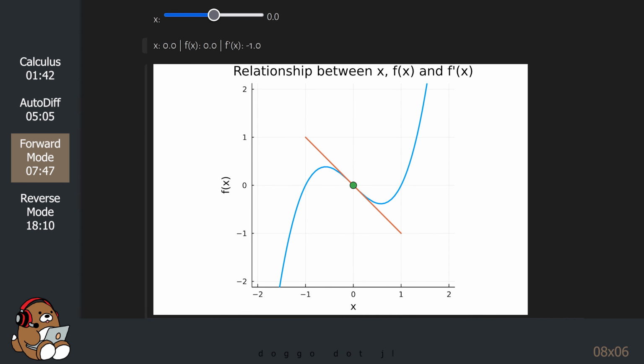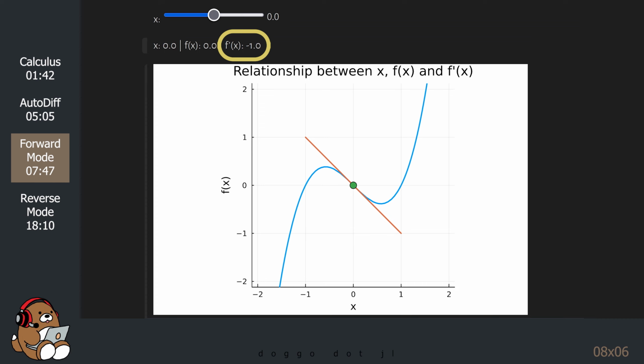So what are we looking at here? The blue curve is the function f of x. The green dot is the point x comma f of x. As you can see, it's starting at the origin, or the point 0, 0. That orange line segment is a segment of the line that is tangent to f of x at the point x comma f of x.